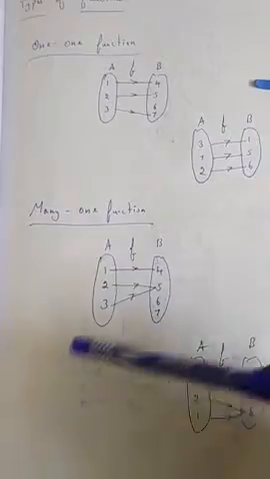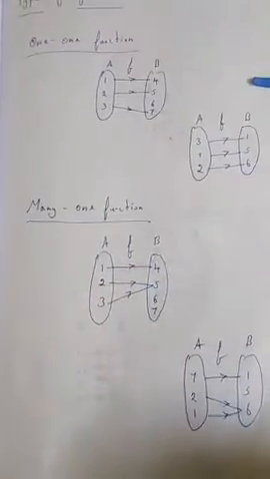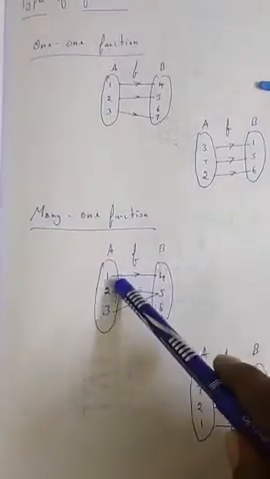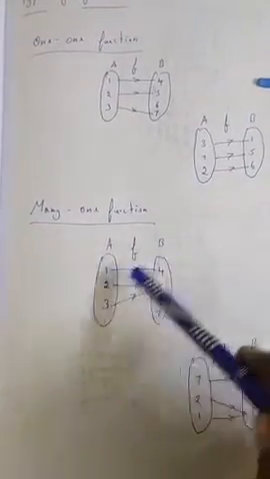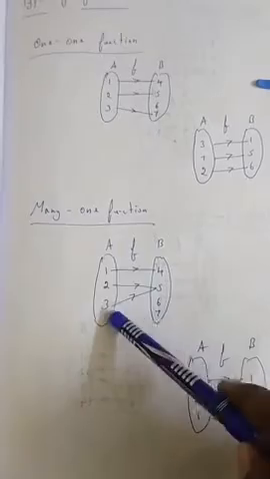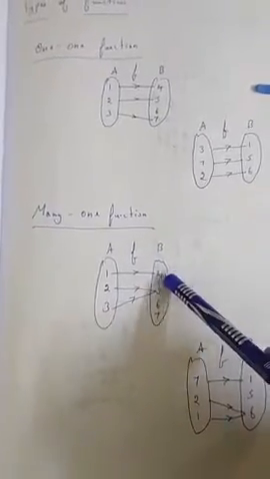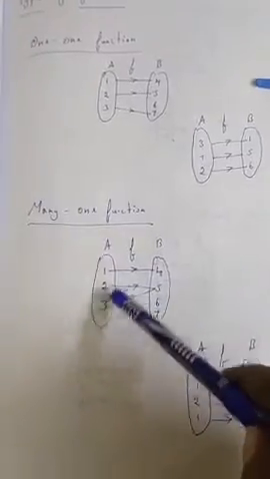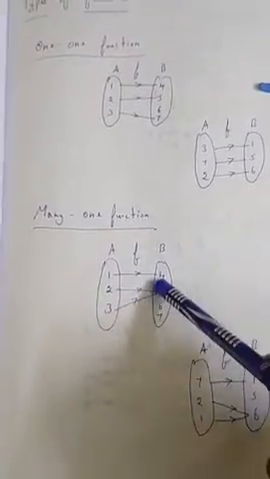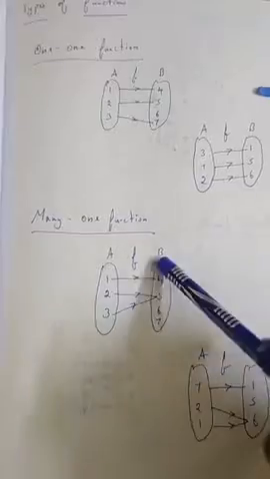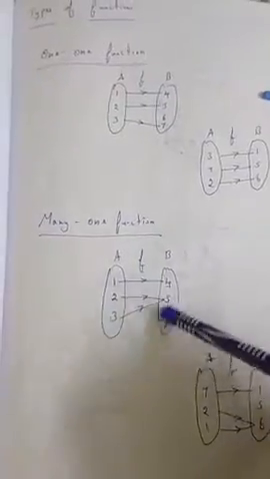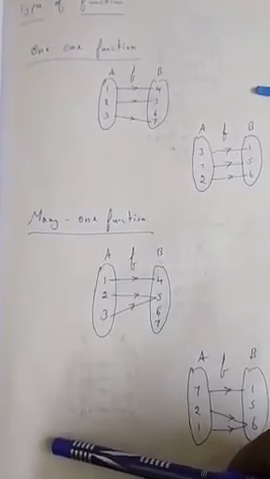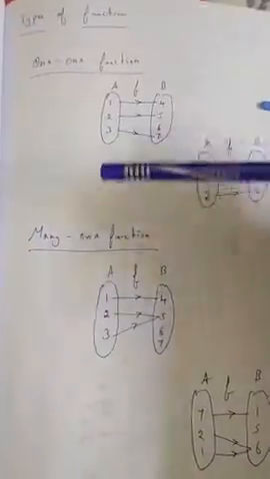Many-to-one function means we have a common image for the elements in A. Yes, the image of 1 is 4. The image of 2 is 5. And the image of 3 is also 5. So we have a common image in B for the elements of A. Both 2 and 3 have the common image. It is a function and it is a many-to-one function because we have common images, right?